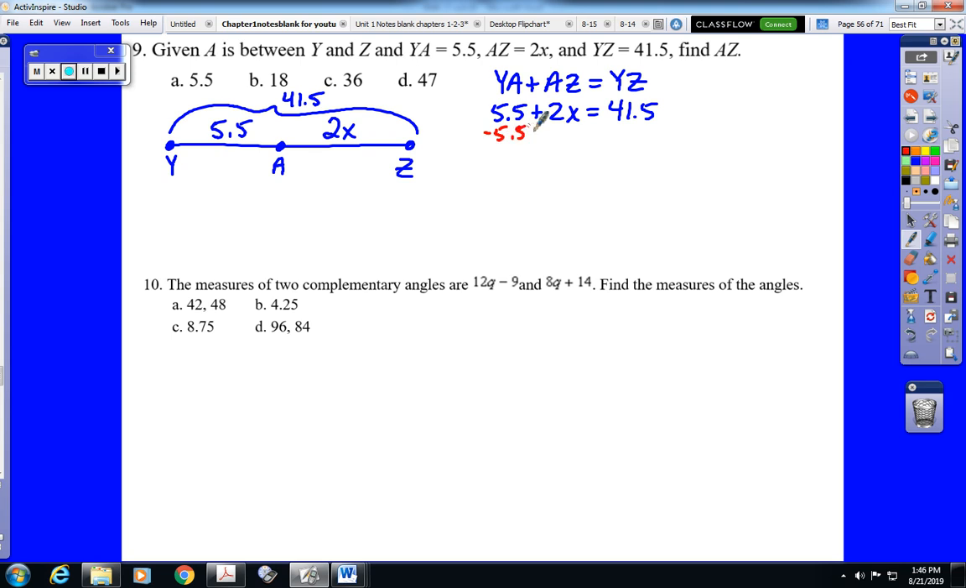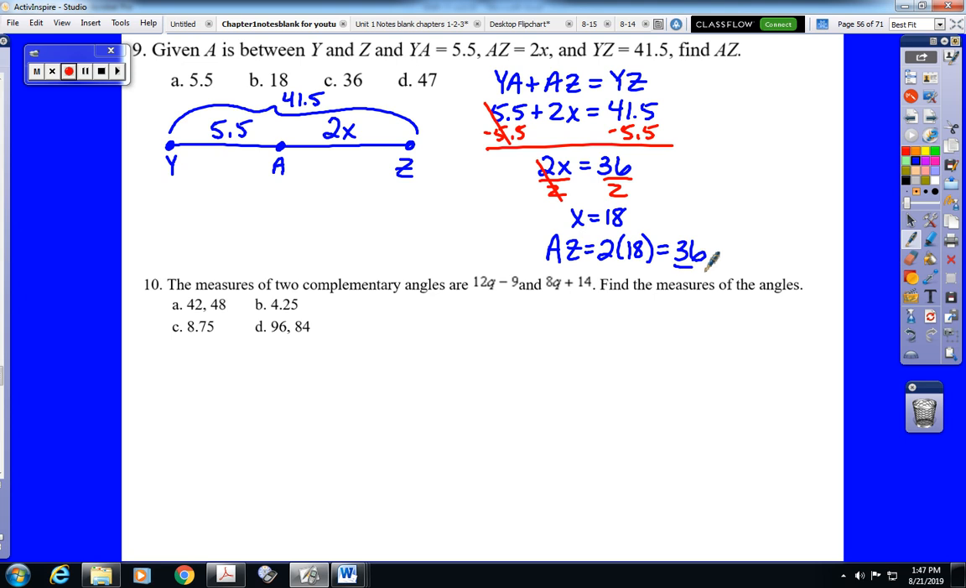Subtract 5.5 from each side. That gives us 2x equals 36. Divide by 2, and we get x equals 18. Now let's go back and check. X is not the answer to the problem. We then need to find AZ. AZ is 2 times x, which is 2 times 18, or 36 units. So our answer would be C, 36.